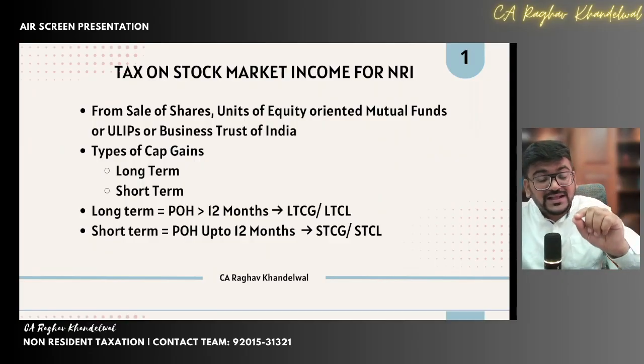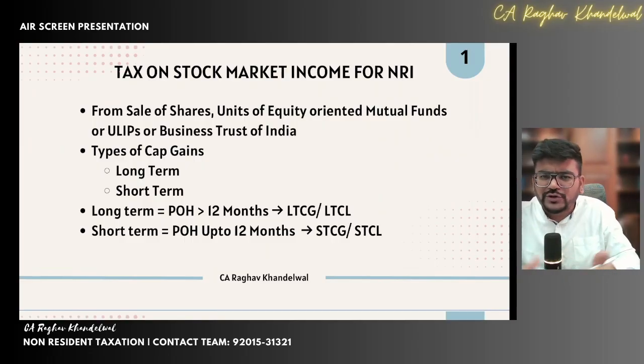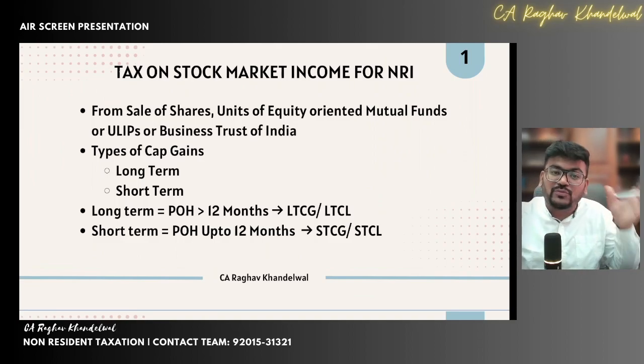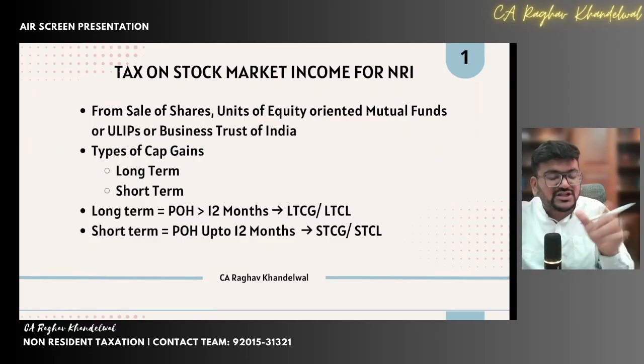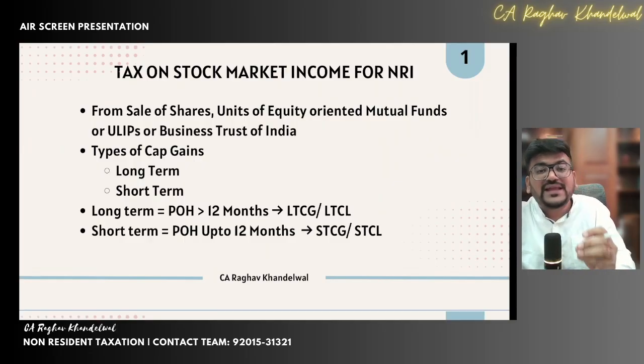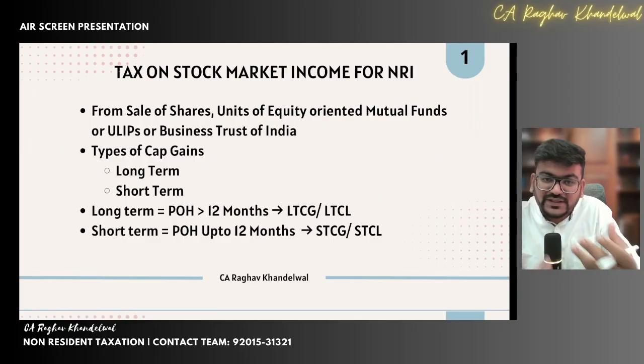Now you have to determine whether the gain you have is short term or long term, and how you are going to determine it. For that you have to see the period of holding, that is the date when you buy it and the date when you sell it. During this period, you have to see how many months lie between these two dates. If the shares have been held for less than 12 months, then the gain is called short term capital gain, or if there is a loss it is called short term capital loss.